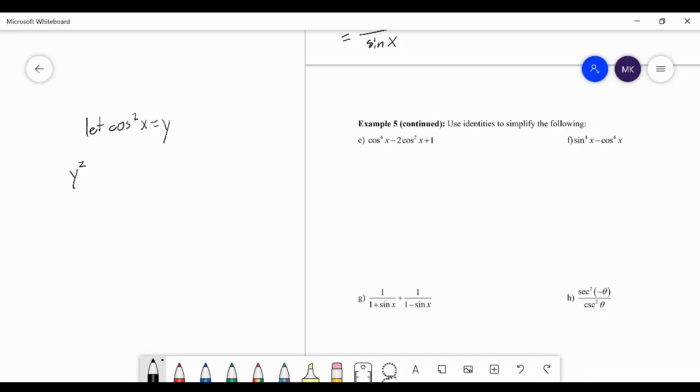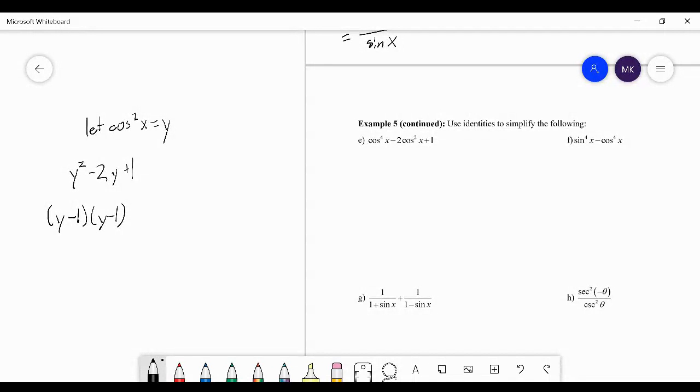Because cosine squared x squared is cosine to the 4th. Okay, so we have y squared minus 2, cosine squared x is just y, and then plus 1. Oh, hey, y squared minus 2y plus 1. That's easy, right? That's just a simple quadratic that we can factor. And matter of fact, it factors to just be y minus 1 times y minus 1.